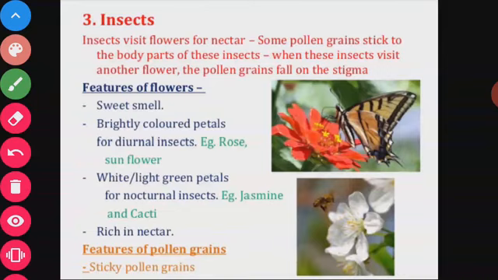The scientific terms we use: for wind, that is anemophily. When pollination takes place by wind, that is known as anemophily. Second, pollination by water is known as hydrophily. Third, when pollination takes place by insects, that is known as entomophily. Once again, remember these three terms: anemophily for wind, hydrophily for water, and entomophily for insects.